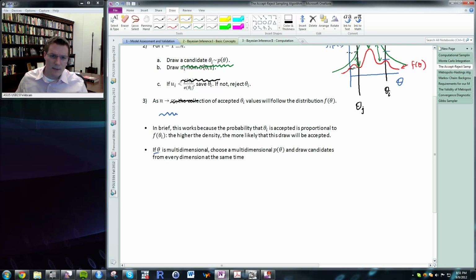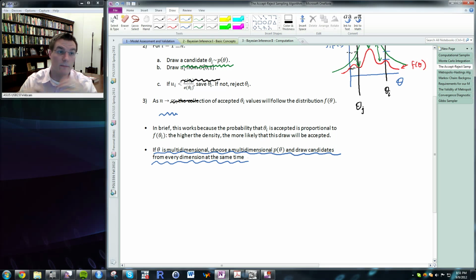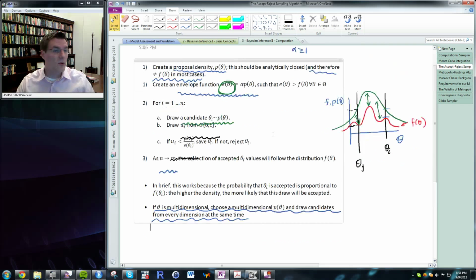Well, if theta is multidimensional, you can just choose a multidimensional proposal density, like the multivariate normal, which is known in Stata, or the uniform distribution. A multivariate uniform is just a combination of multiple univariate uniforms. And draw candidates from every dimension at the same time, and then compute the ratio and accept or reject accordingly. In other words, you just replace one-dimensional f with a multidimensional f, and you replace a one-dimensional p with a multidimensional p, and you have an accept-reject algorithm in multiple dimensions.